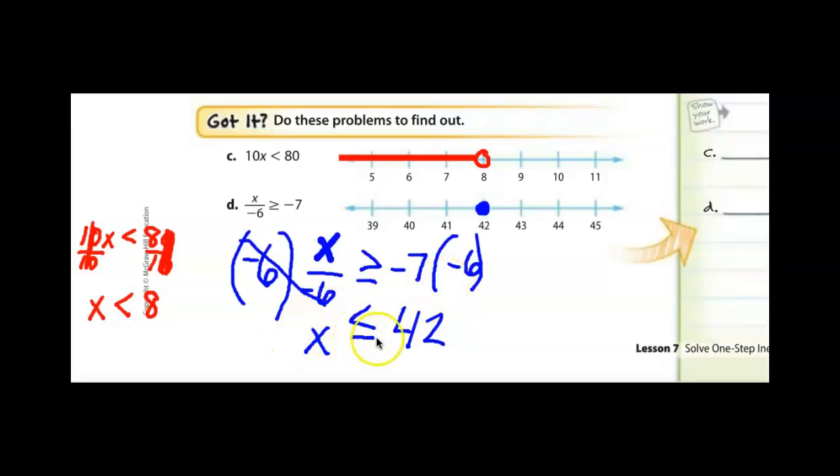It says x could be equal to 42. But are we going to shade the left side of the equation or the right side of the equation? Answer that for me now, please. Okay, the answer is the left side of the equation because it says that x could be less than 42 or equal to 42. So everything that's less than 42 is going to be a possible solution. That goes on forever infinitely.